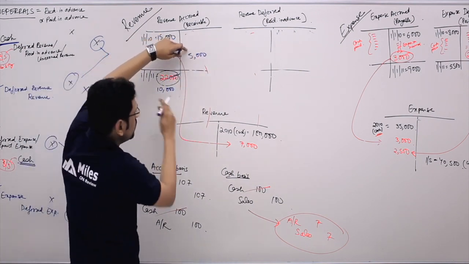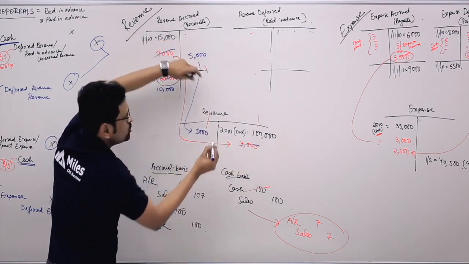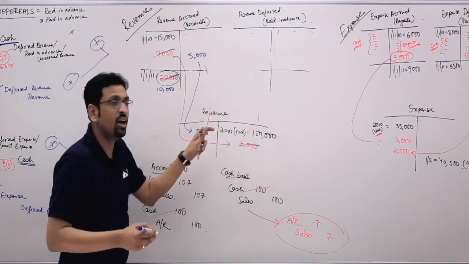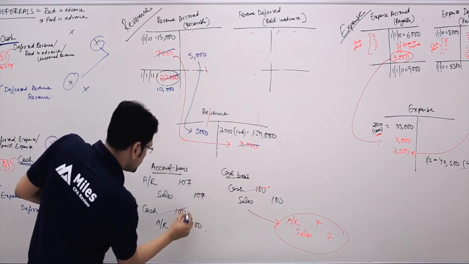This 5 credit here should have actually been a debit here, 5,000. So it should have been 100 minus 5. Sales, which is recorded at 100, should have been 95. So in that case, what would have happened is, let's change the numbers here.